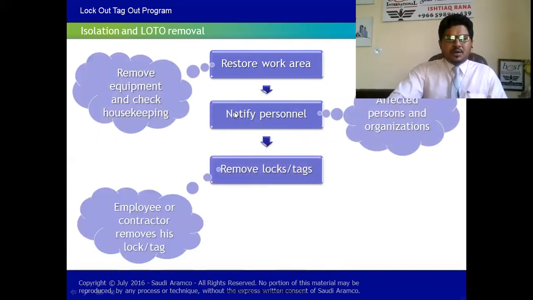You need to remember R and R. That means restore work area, remove equipment and check housekeeping, notify affected persons or organizations, and remove locks and tags. That means the employee or contractor removes his own lock and tag.